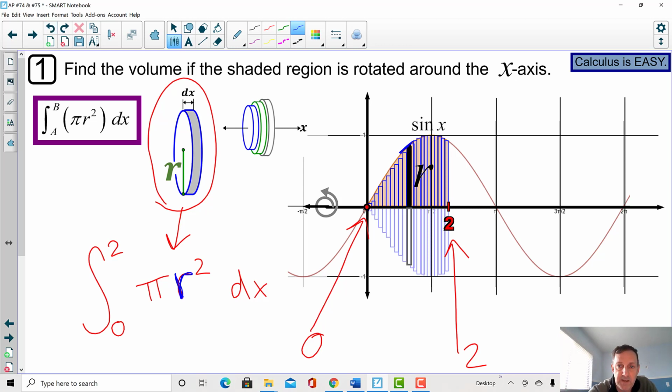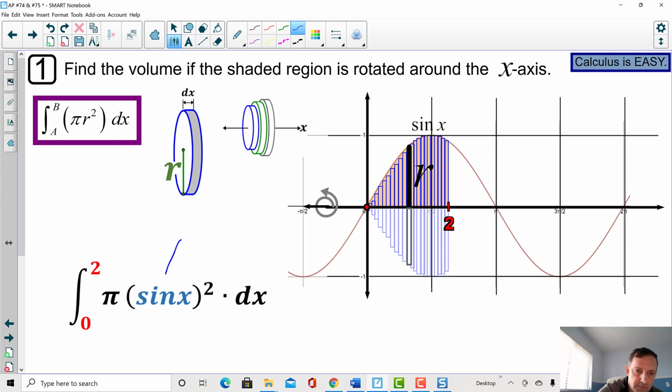So the top is just the sine function, and then minus, and then the bottom is just y equals 0. So it's going to be sine of x minus 0, which is just sine of x. So I can replace my r with just sine of x. So there we go. This is going to be our r.